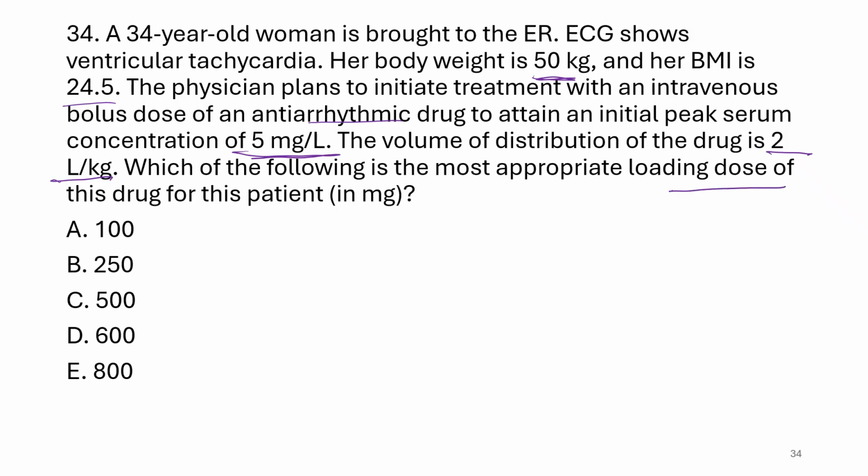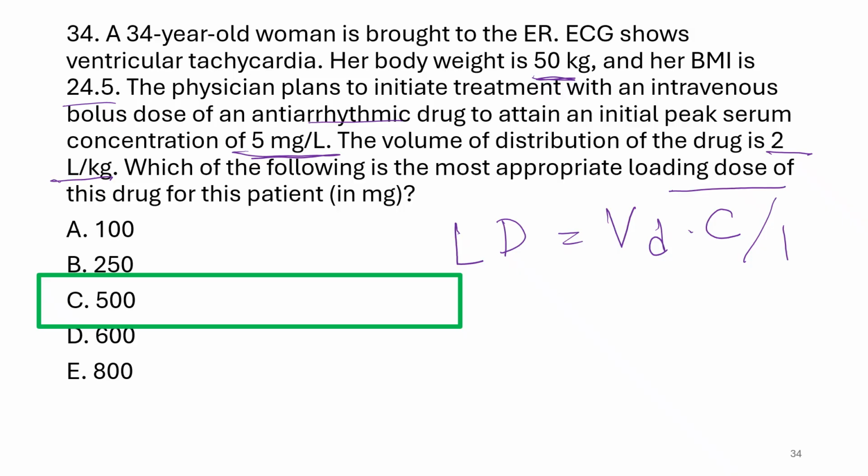Calculate using the equation for loading dose. Loading dose equals volume of distribution times concentration, over bioavailability. Because here it is intravenous, bioavailability F equals 1. So you can calculate, the correct answer is 500, right? So how much is the VD, and how to calculate VD? It is 2 liters per kg.